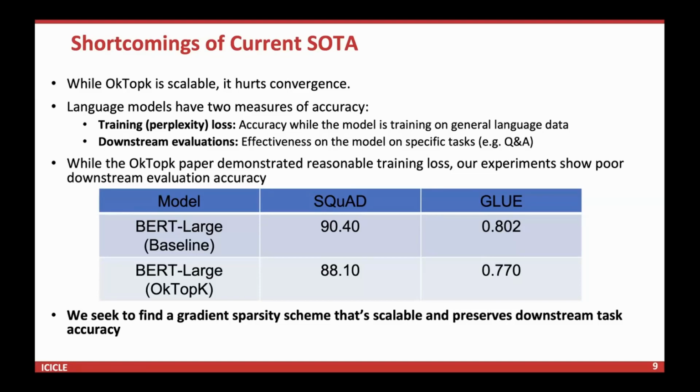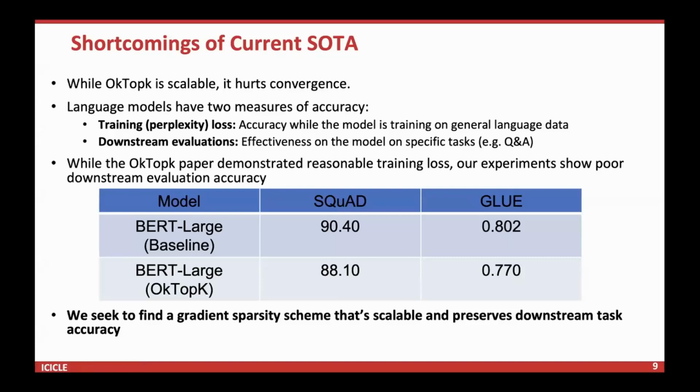The GLUE benchmark includes, if I remember correctly, maybe 8 or 10 downstream tasks, and GLUE simply represents the average performance of all these tasks. So while the OK-TopK paper demonstrated reasonable training loss, in our experiments, we retrain BERT using their methods and the experiments show poor downstream evaluation accuracy. If you look here, the SQuAD baseline is 90.4 in our case, but with OK-TopK, we can only achieve 88.1. And for GLUE, the baseline is 0.802, but with OK-TopK it only reaches 0.77. So this opens the opportunity for our research.